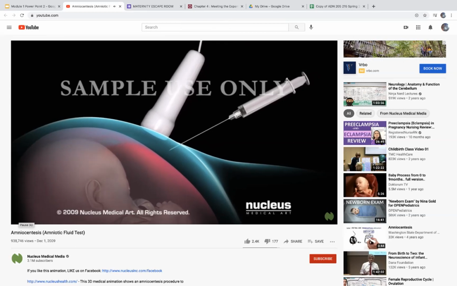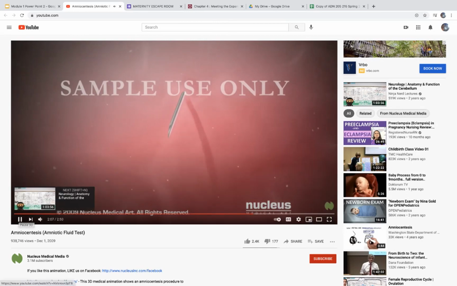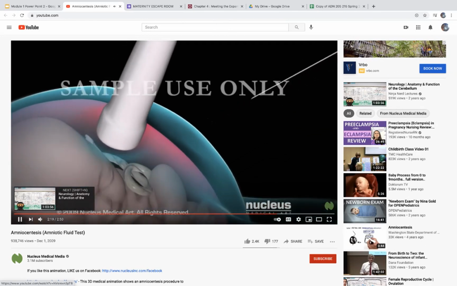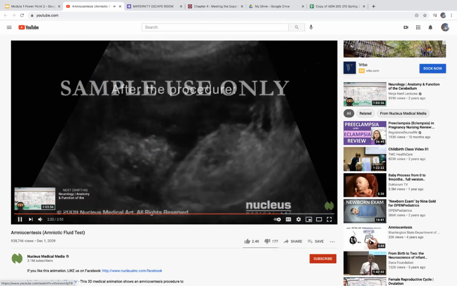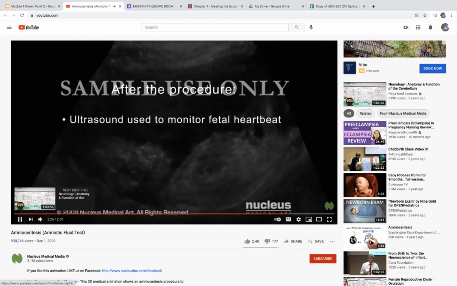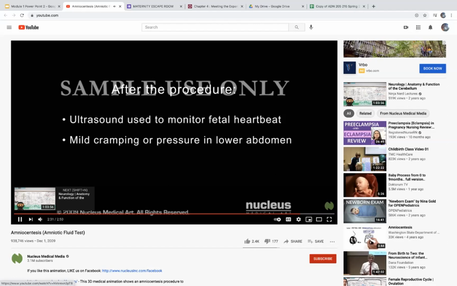Your doctor will introduce the thin needle through your abdominal wall into your uterus and into the amniotic sac. He or she will then withdraw a small sample of amniotic fluid, remove the needle, and cover the site with a bandage. Your body will make additional fluid to replace what was removed. Your doctor will continue to monitor the ultrasound to check that the fetal heartbeat is normal and the baby tolerated the procedure well. You may feel mild cramping or pressure in your lower abdomen.